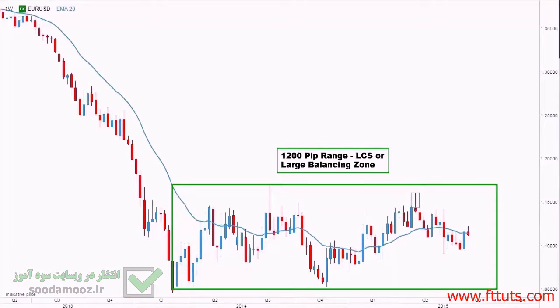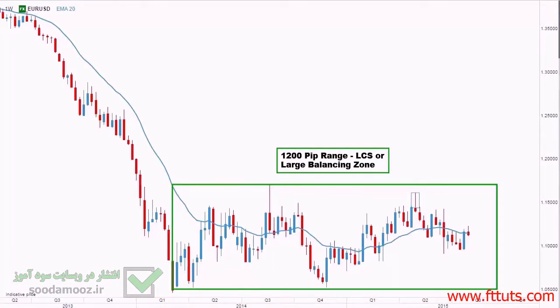And most often, the largest balancing structure in the entire move, if it is the last structure in that entire move, has the highest probability of being the reversal, or what was often termed redistribution. So it's the end of that trend where the order flow gets distributed from one side to the other, from the strong to the weak hands, and then the market starts to reverse.